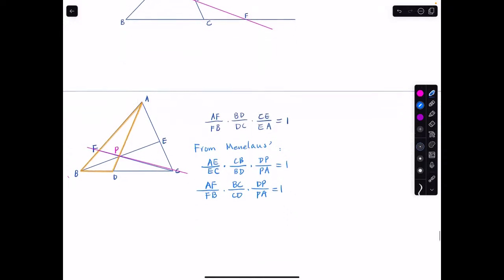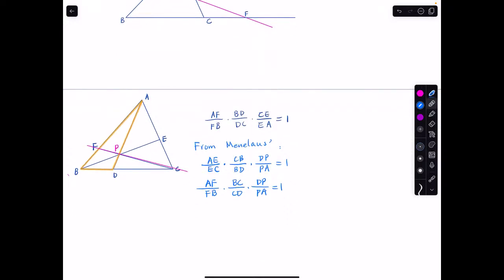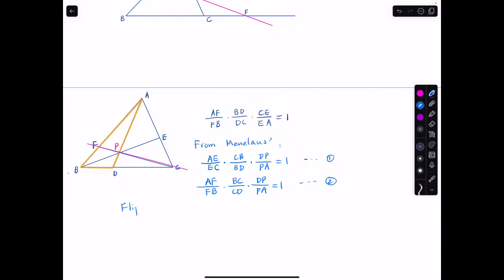So we can cancel certain terms from these two equations. Let's say this is equation 1 and this is equation number 2. For number 2, we're going to flip it. In other words, we swap the numerators and denominators, so from here we have FB over AF, CD over BC, and then PA over DP equal to 1. Let's call this 3.